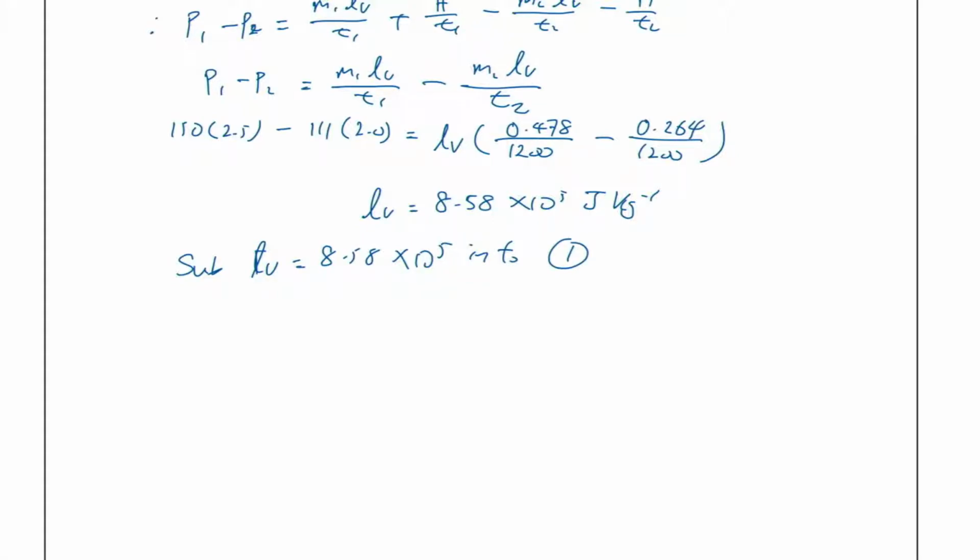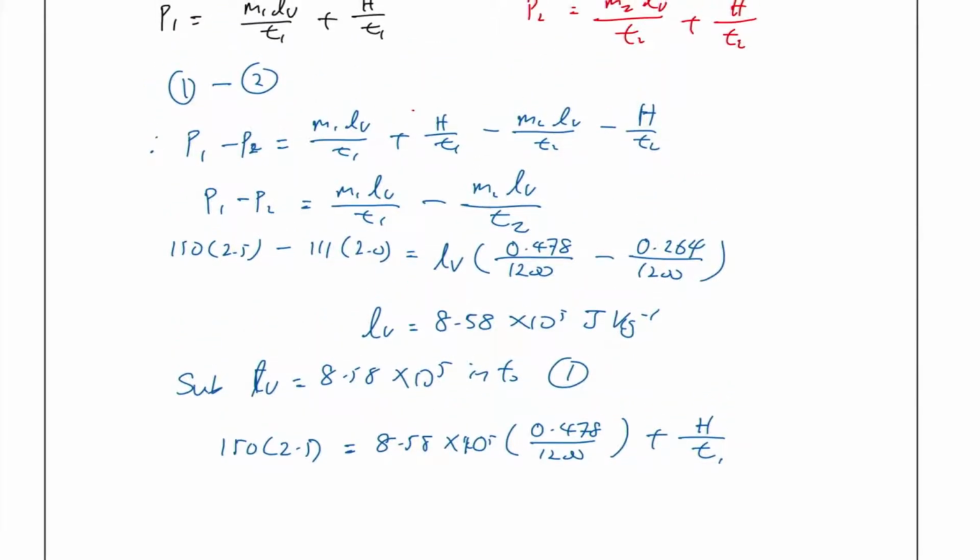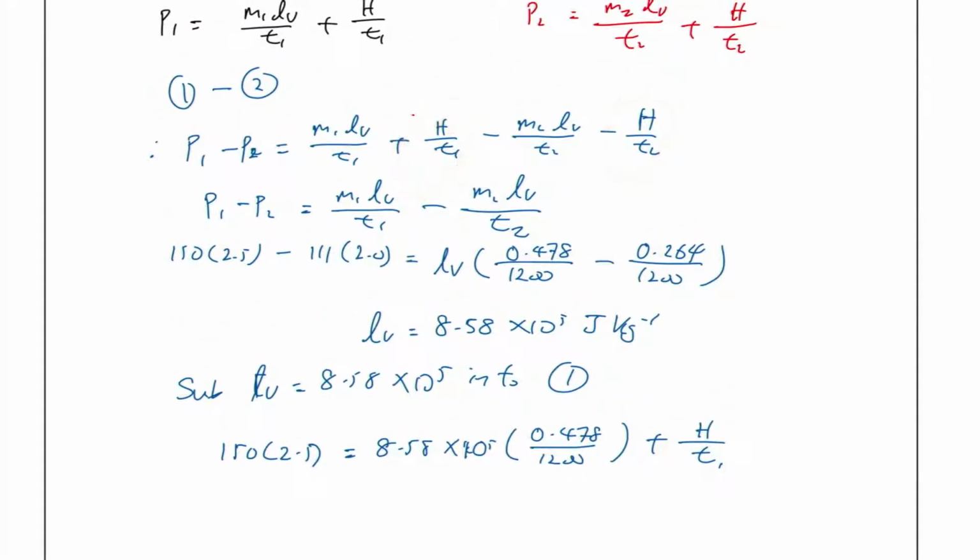So that will give me 150 times 2.5 equals 8.58 times 10 to the power 5 over 0.478 divided by 1200, plus H over T1. The timing is the same, which is why previously you could strike off these two terms. Both are over 1200 seconds.